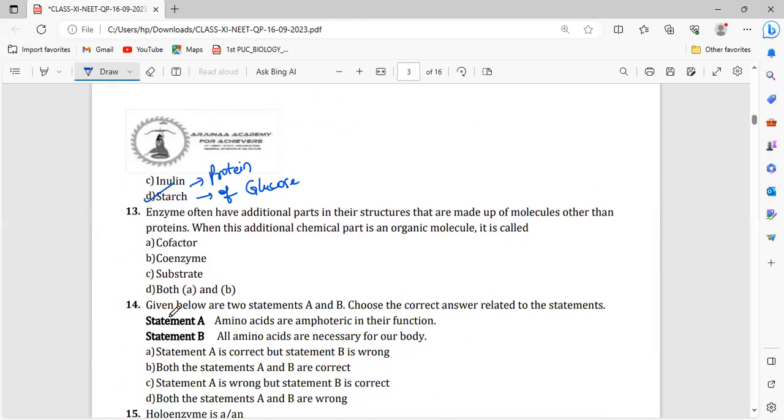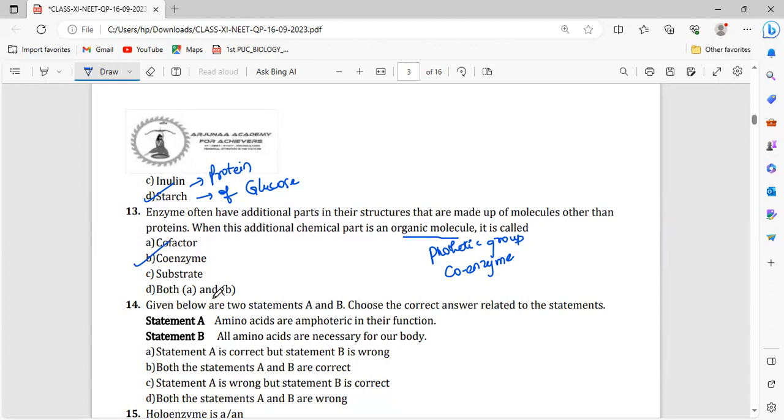Enzymes often have additional parts in their structures that are made of molecules other than proteins. They are called cofactors, where this additional chemical part is an organic molecule. If it is an organic molecule, it can be either a prosthetic group or a coenzyme. The other type of cofactor is a metal ion. A metal ion is inorganic. So the answer will be option B, coenzyme.